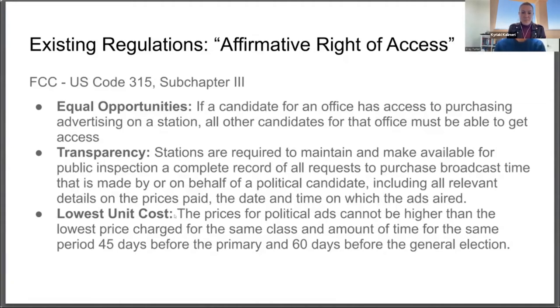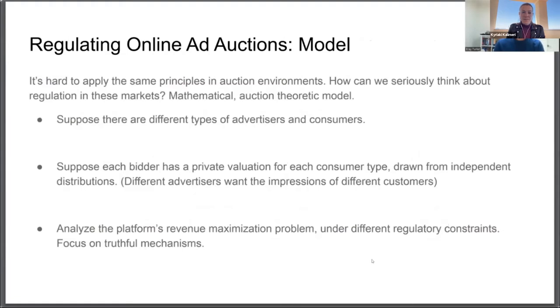And finally, the piece of regulation that I will think more about is the lowest unit cost regulation, which ensures that the prices paid for political ads cannot be higher than the lowest price charged by the station for that time over a period of 60 days before the election. So this regulation ensures that politicians will have subsidized access to advertising time in traditional media because they don't have to beat other commercial advertisers to buy ads. They basically just pay the lowest price charged over the last 60 days and they don't need to compete with other advertisers. This does not happen in online ad auctions.